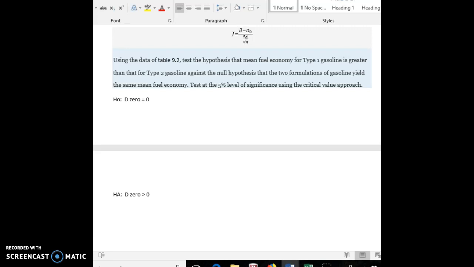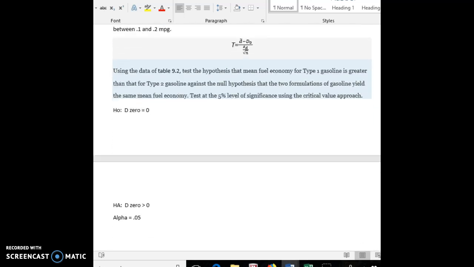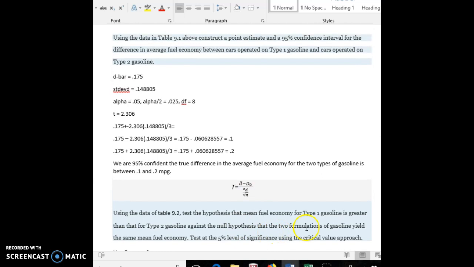Now let's get the alpha. In this case, we have a right-tailed test. So alpha is 0.05. But remember that if it's right-tailed, when we go to our table, we're going to need to look up the area to the left. And the area to the left of 0.05 is going to be 0.95. And we have 8 degrees of freedom, which we saw up here. Okay, so we're going to look up 0.95 with 8 degrees of freedom to get our critical value.